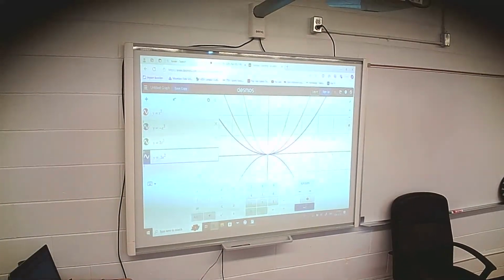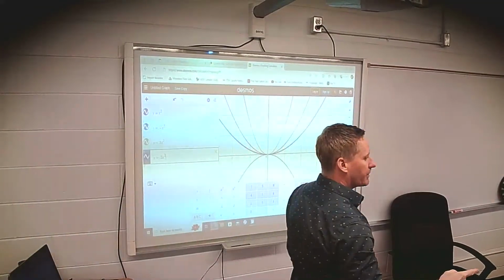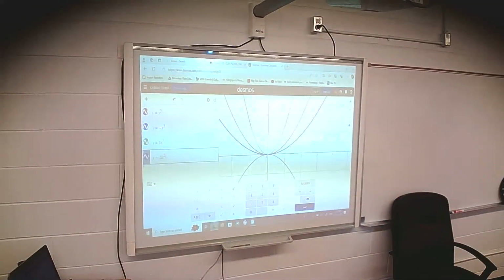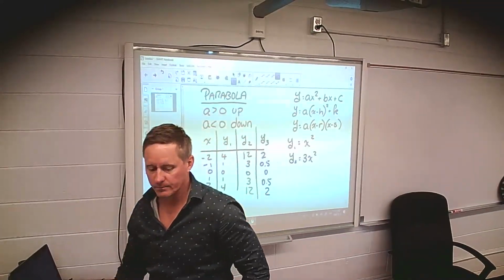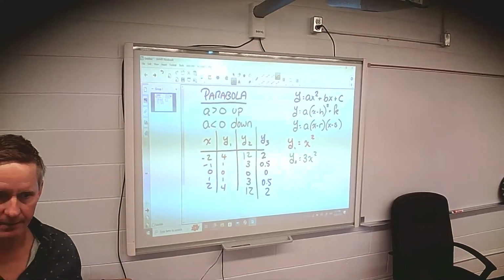Okay? So A determines two things. Number one, whether the graph opens up or down, and number two, how wide or narrow it is. Okay? Now, I'm going to go into everything right now.